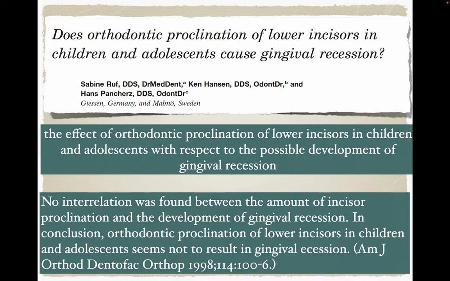When you do proclination of the lower incisors, I would strongly recommend looking at the gingival thickness, the amount of the attached mucosa, the patient's oral hygiene, and the amount of the symphysis, if it's narrow or not, because that will affect whether we get recession or not, as mentioned in the previous paper.